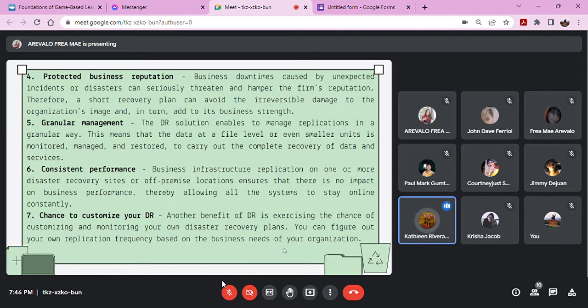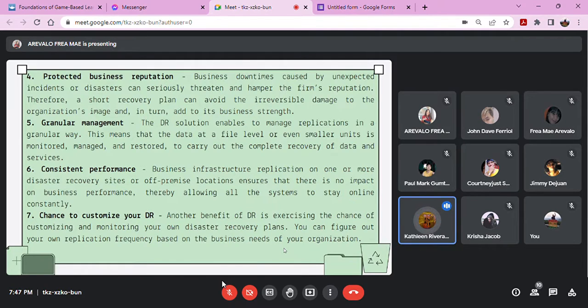The DR solution enables you to manage replications in a granular way. This means that the data at file level or even smaller units is monitored, managed, and restored to carry out the complete recovery of data and services. Number six, consistent performance. Business infrastructure replication on one or more disaster recovery sites or premise locations ensures that there is no impact on business performance, thereby allowing all systems to stay online constantly.